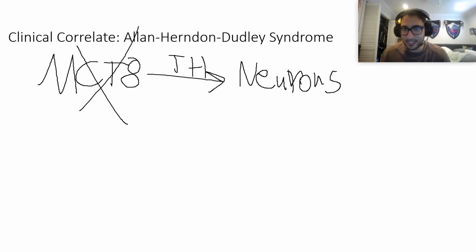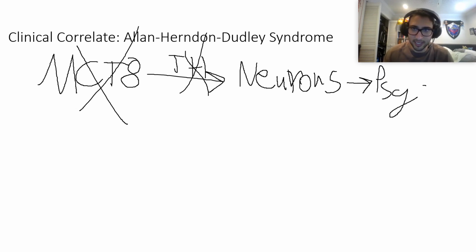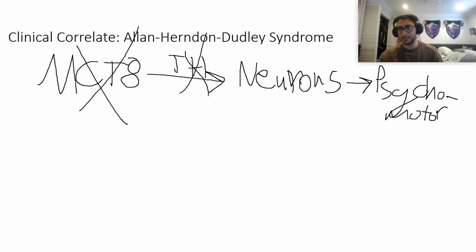And if you knock out MCT8, you might as well not have thyroid hormones. You can't treat this by supplying extra thyroid hormone. Exogenous T3 and T4 will not treat Allan-Herndon-Dudley syndrome. And because you don't have thyroid hormone in the neurons, you get all the effects of hypothyroidism, and it's neurospecific. So you'll specifically get psychomotor symptoms. All right? You get psychomotor symptoms. And this cannot be treated with exogenous T3 or T4.